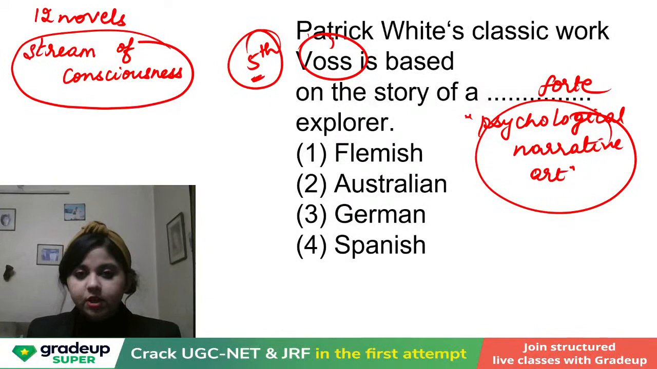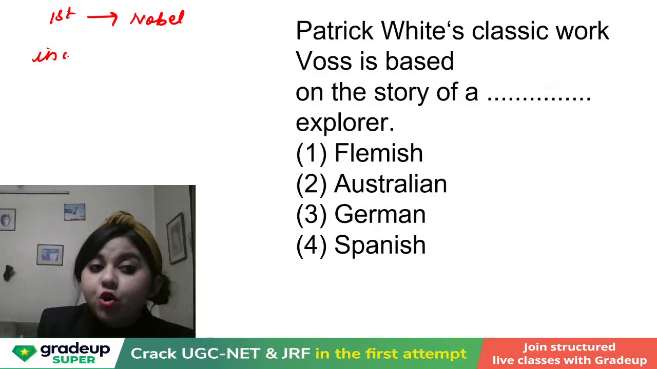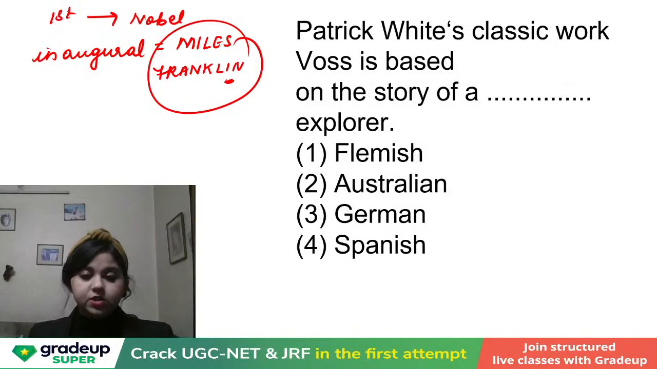So essentially, when you are talking about Patrick White, he was not only the first Australian to receive the Nobel Prize, he was also the recipient of the inaugural Miles Franklin Prize. Miles Franklin is just like the Sahitya Akademi prize that you have in India, or the Pulitzer Prize in America, right? So the Pulitzer Prize is there in America, and Miles Franklin is an award that is given in Australia.